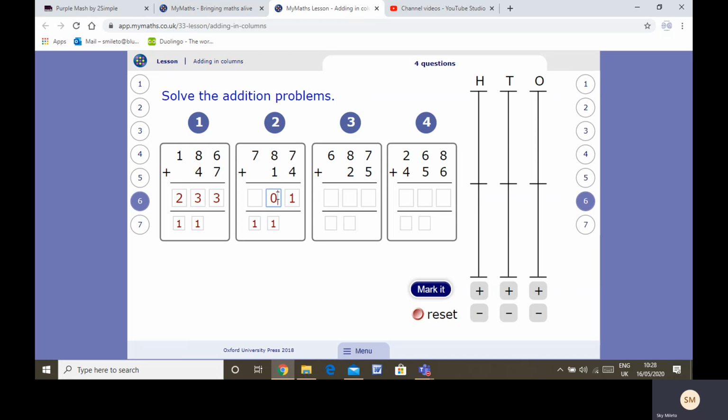So I have a 0 in my tens column, and that 0 needs to go into the tens column because if you missed it out, it wouldn't show that there was 0 tens, and therefore the hundreds might be confused as the tens. 7 plus 1 is 8. Give the other 2 a go on your own.